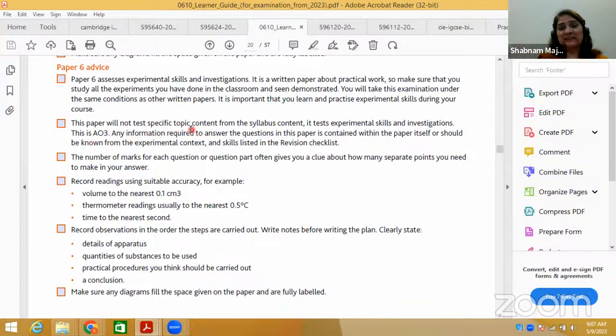This paper will not test specific topic content, but obviously you need a total grip on the topics, because you have already taken your paper two in case of O-levels and paper four in case of IGCSE. So a full grip on the topics is a very important step.